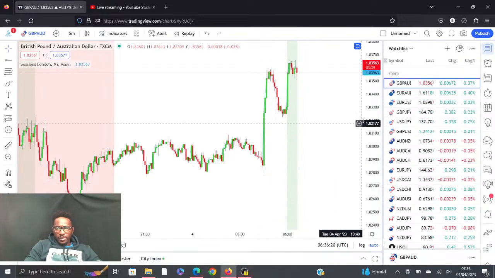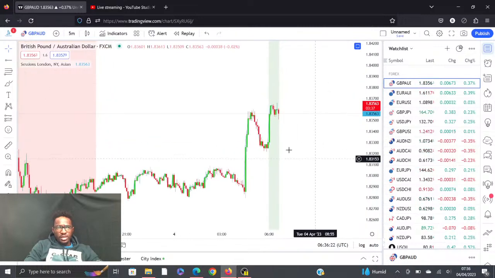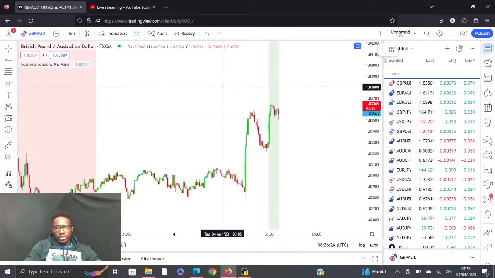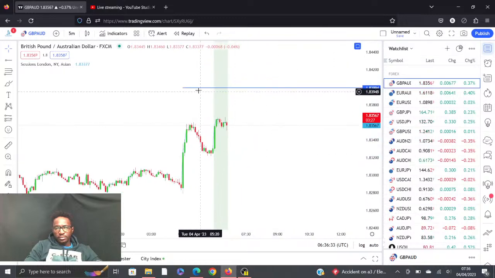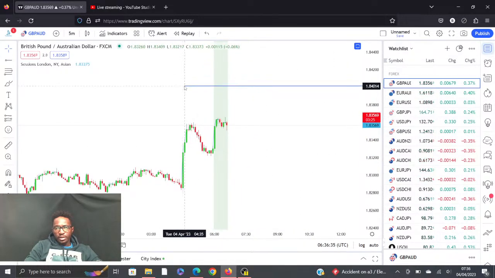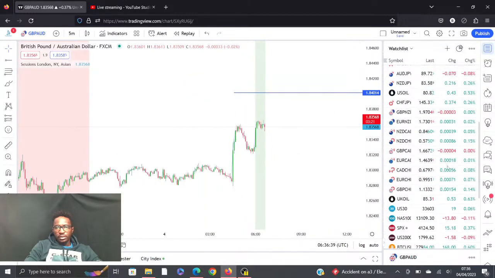In terms of where I'm going to be entering, or where I'm expecting this market to get to, if the market gets to around here, I'll be placing the trade. So around 8,400.